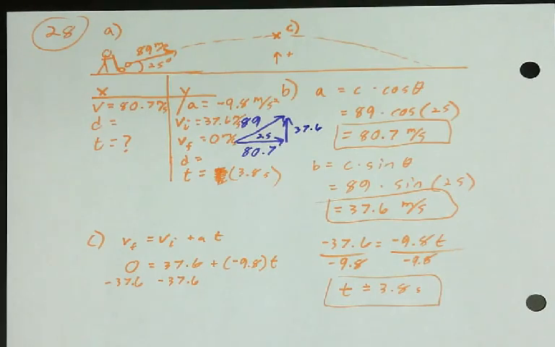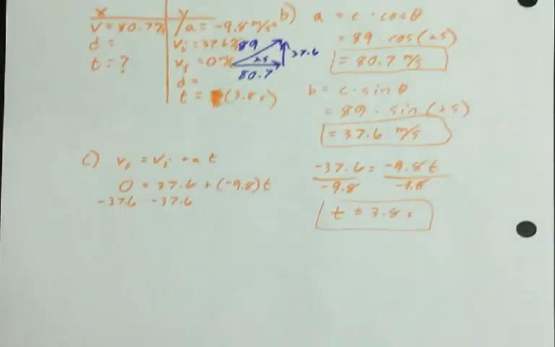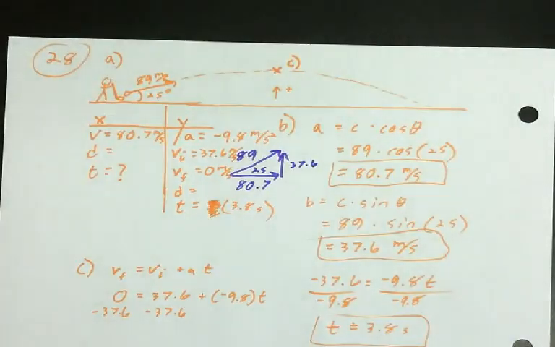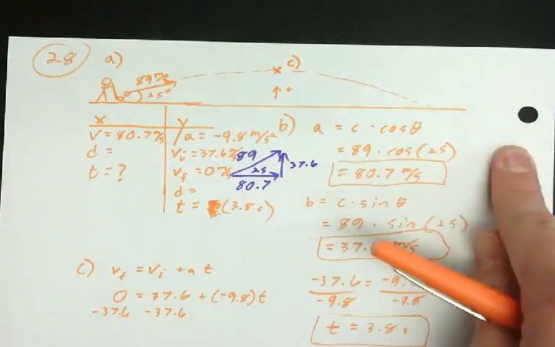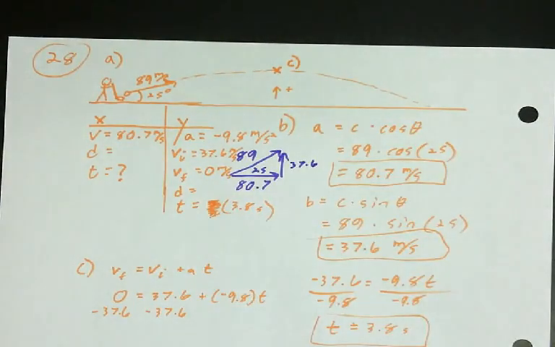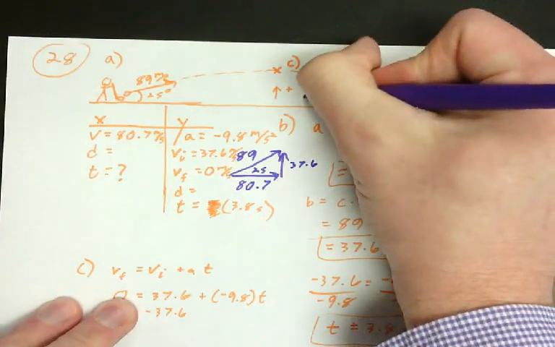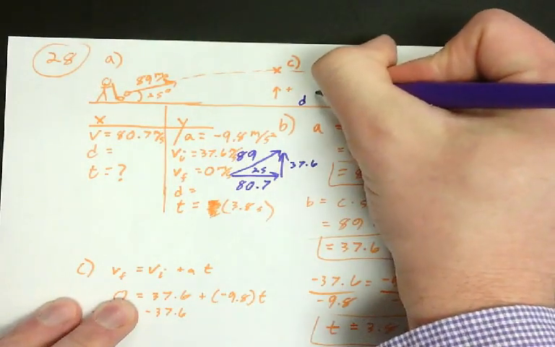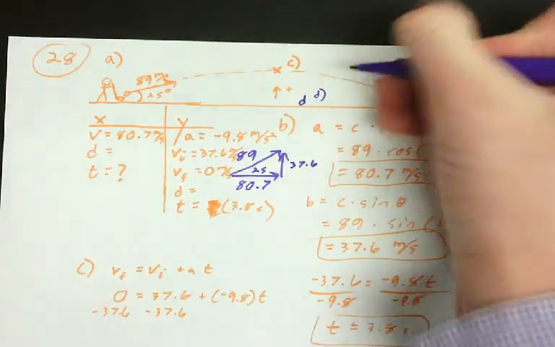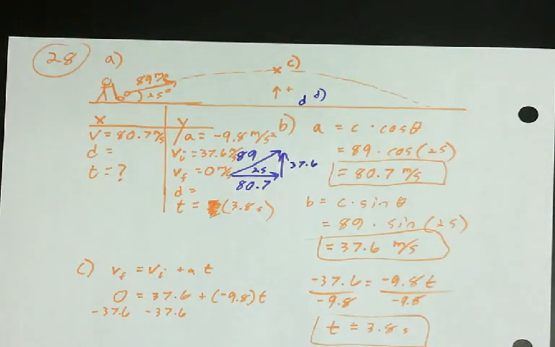All right, on to the last part. D wants to know how far it will travel in the x direction before hitting the ground. So I'm looking for how far forward it will go. So I'm solving for D in part D. That's not confusing here. I'm solving for D in part D.